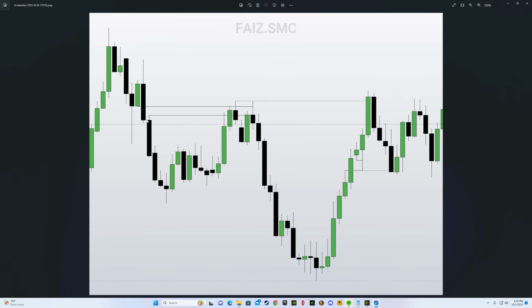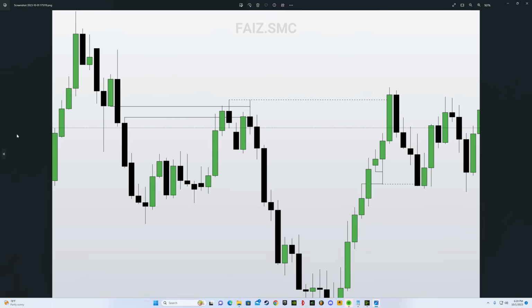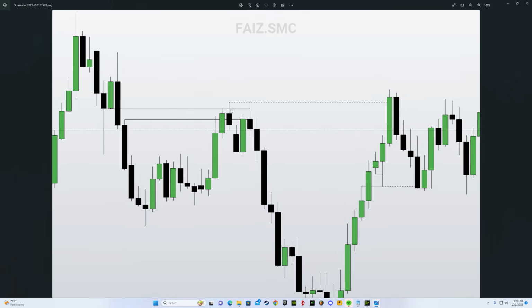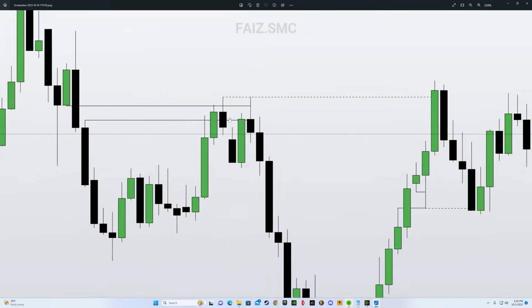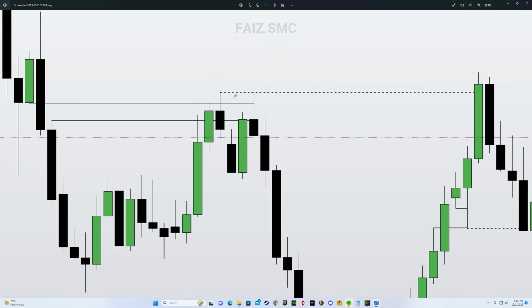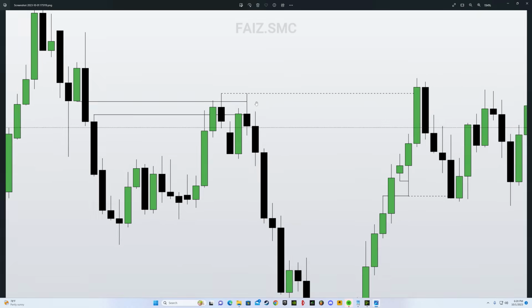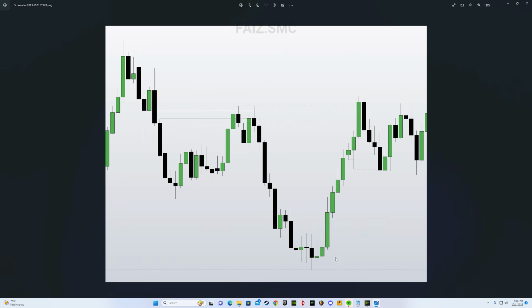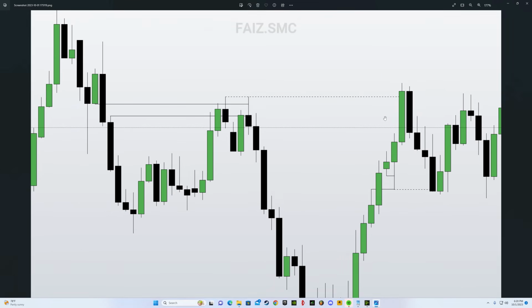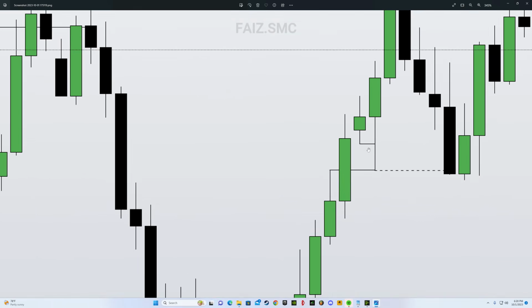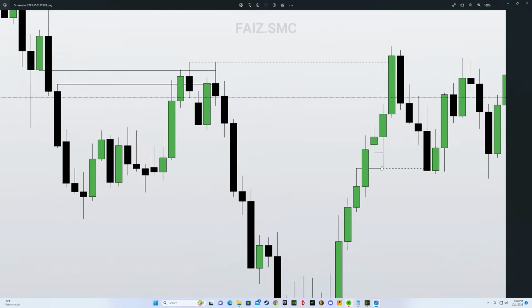So in this example, you can see that we have a fair value gap over here, right? And then price comes into this fair value gap and creates this high over here. If I zoom in a bit, you can see we have a high here, actually equal highs over here, and then price pulls back, and right after price raided the high over here, if I zoom in a bit, you can see inside this fair value gap, we created this low over here.